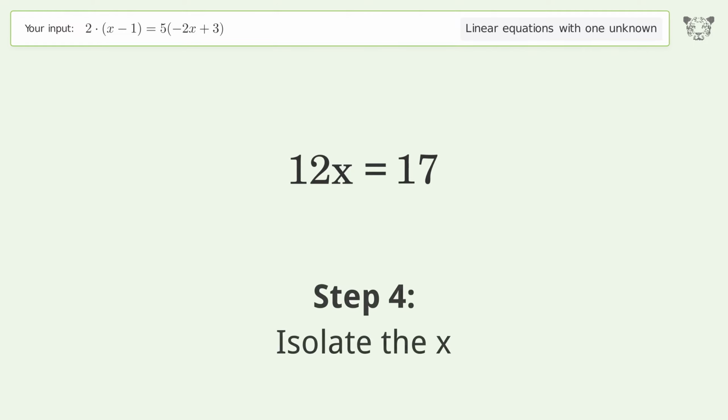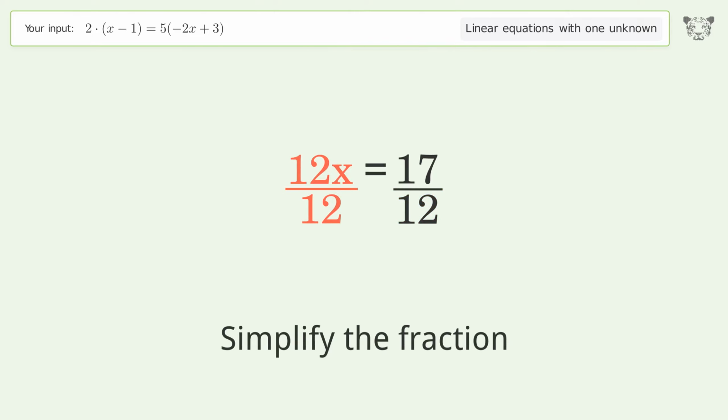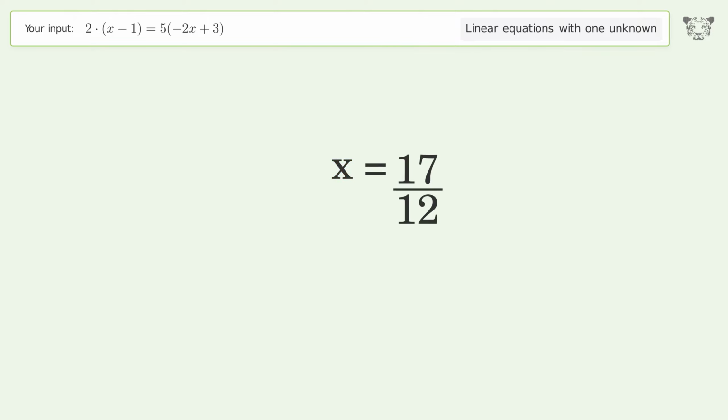Isolate the x. Divide both sides by 12. Simplify the fraction. And so the final result is x equals 17/12.